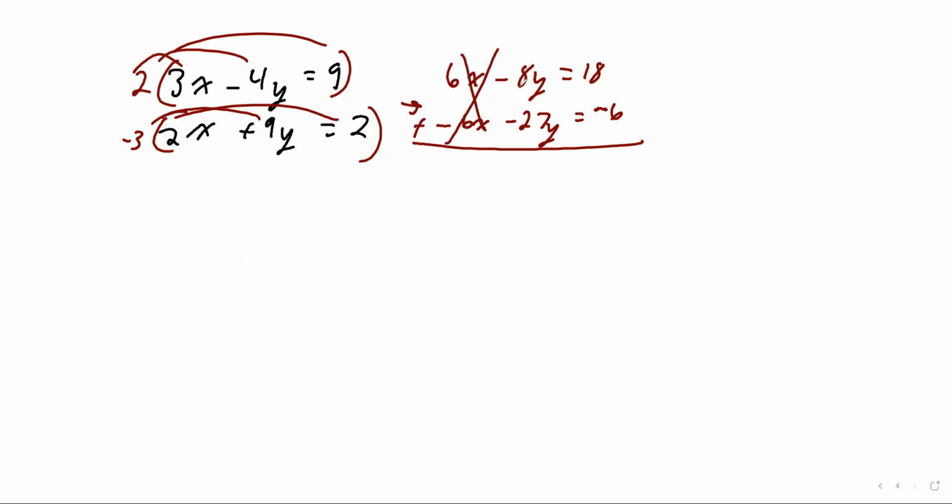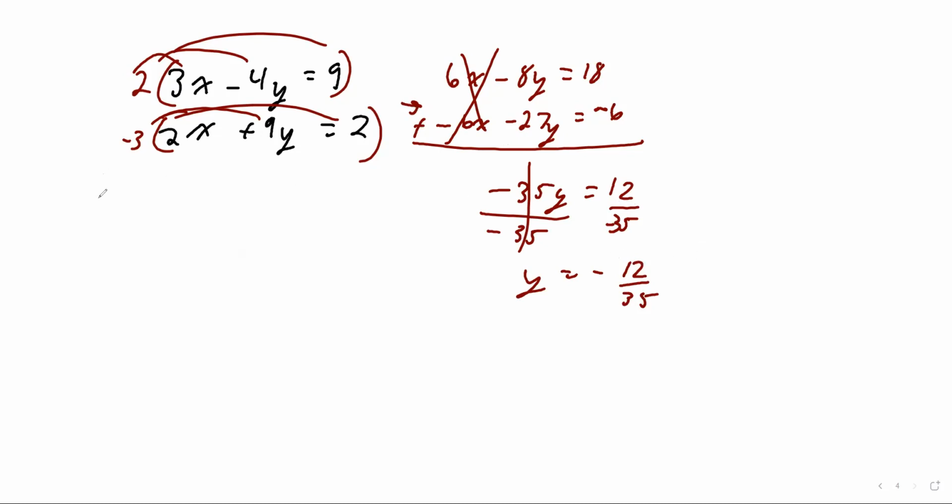This will eliminate the x. -8y plus -27y looks to be -35y. 18 minus 6 is 12. I'll divide by -35. That will go away. I don't think those will simplify. So that's just going to be y equals -12 over 35.